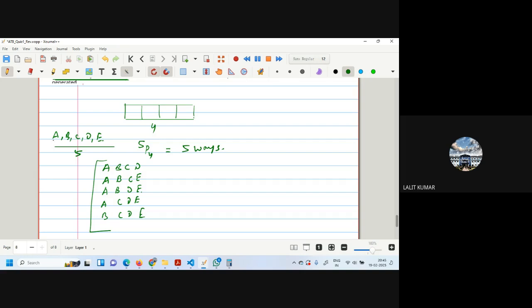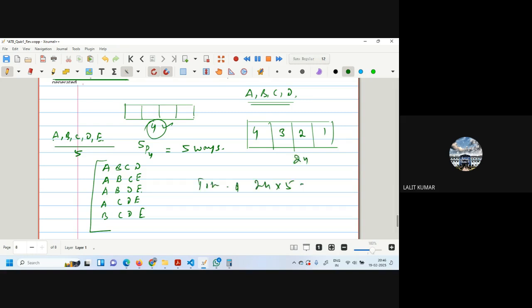And once I've selected these 5, now out of these 4, I have selected in 5 ways. For example, I have selected A, B, C, D. Now, in how many ways can I select? For the first part, I can choose from 4. Second, I can select from 3 because they have to be distinct. Then 2 and 1. So this is 4, 3, 12 into 2, 24. So the total number of ways is 24 into 5, which is 120 ways.